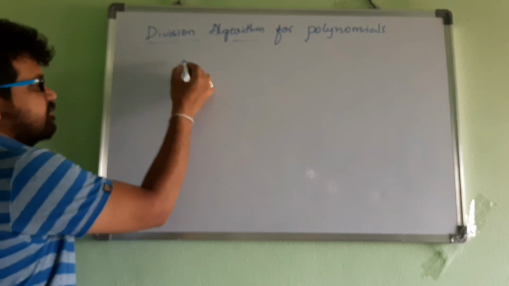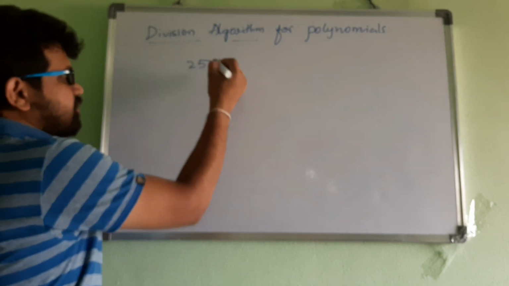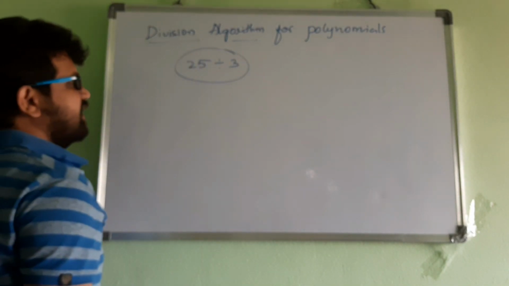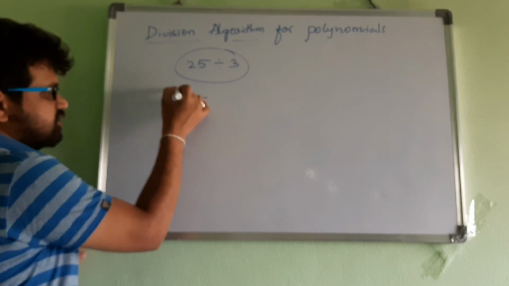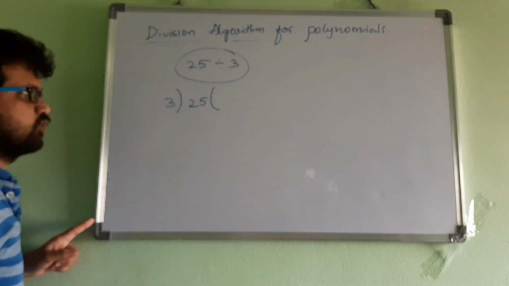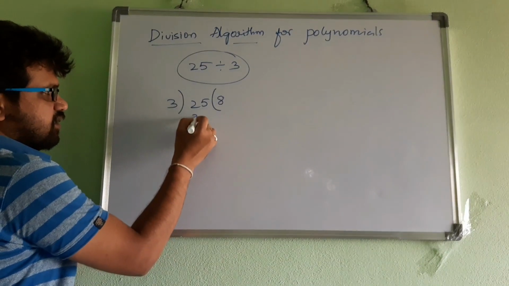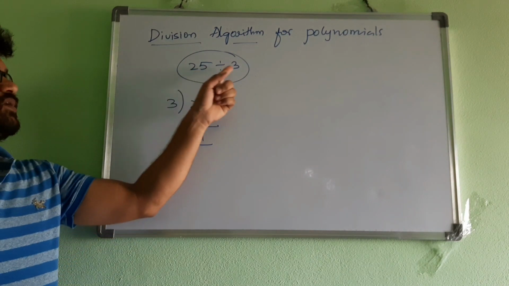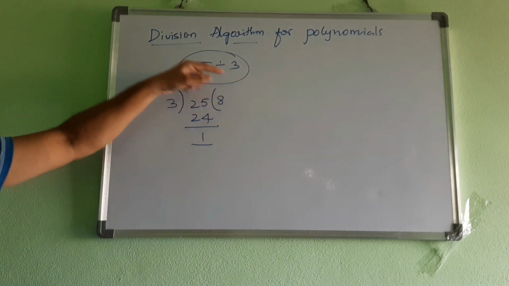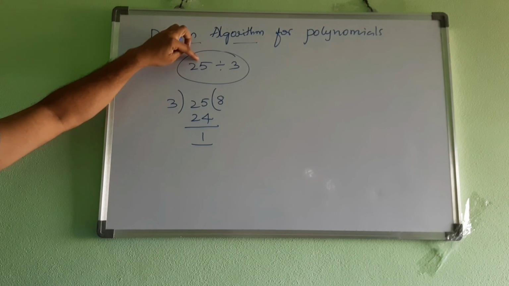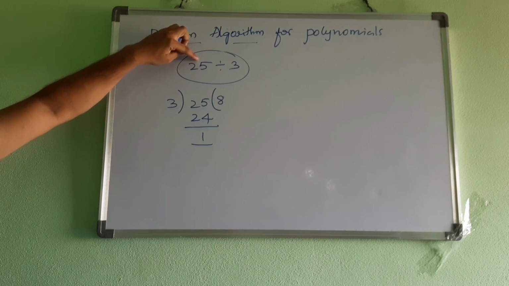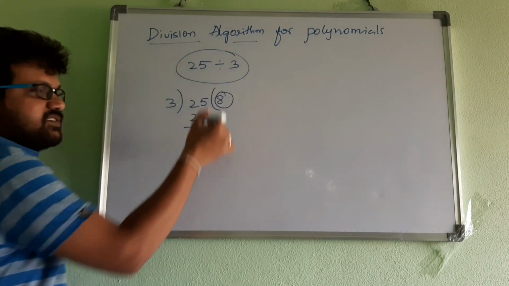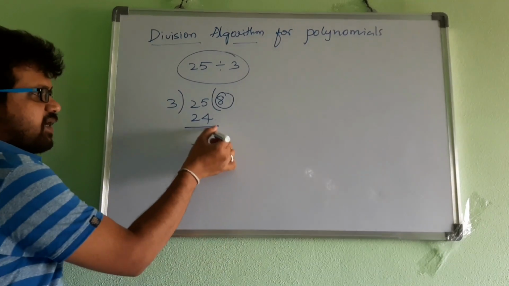We know that in general 25 is divided by 3. Division algorithm for numbers. If you take the numbers 25 by 3, we get 3 eights are 24 and the remainder is 1. Here 3 is the divisor and 25 is the dividend. Quotient is 8 and remainder is 1.